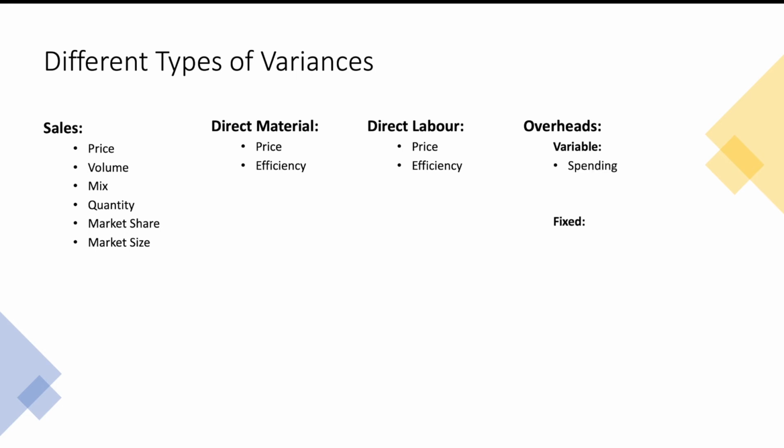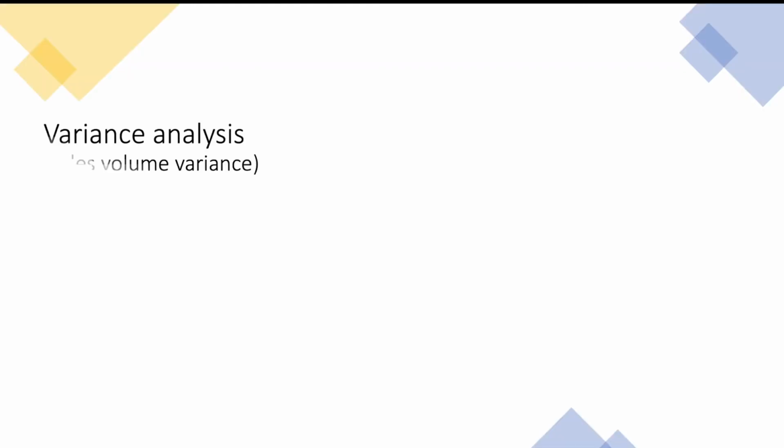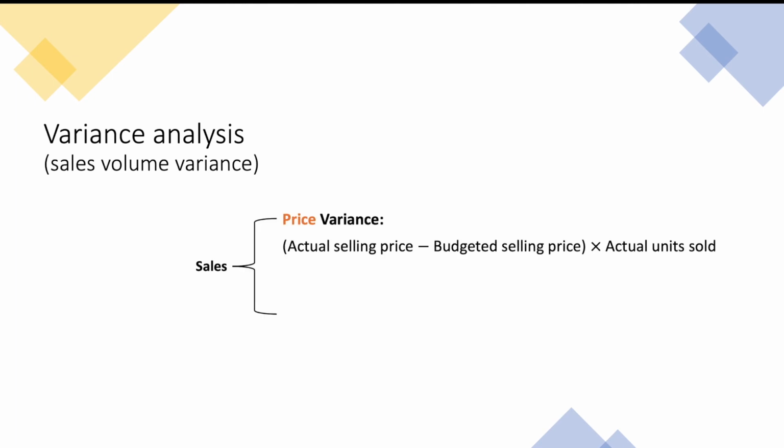In the variable, we have spending variance and efficiency variance. In the fixed, there is a budget variance, that's the only one. Now the variance analysis of sales. In the sales, we have 2 kinds of variance: the sales price variance and the sales volume variance.